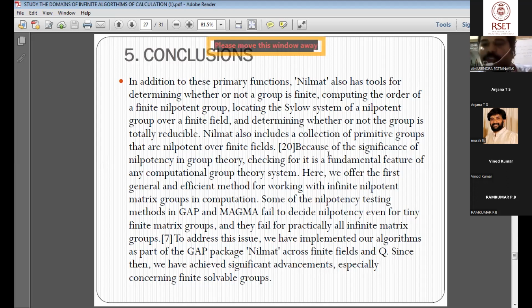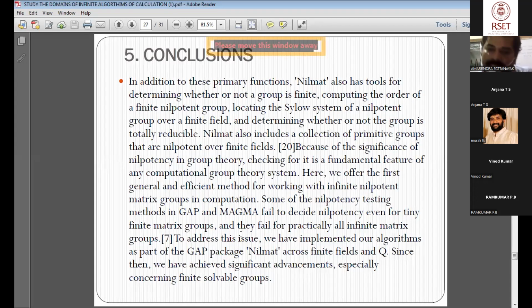Because of the significance of nilpotency in group theory, checking for it is a fundamental feature of any computational group theory system. Here, we offer the first general and efficient method for working with the infinite nilpotent matrix group in computation. Some of the nilpotent testing methods in GAP and Magma help to decide nilpotence even for an infinite matrix group, and depth helps for practically all infinite matrix groups.